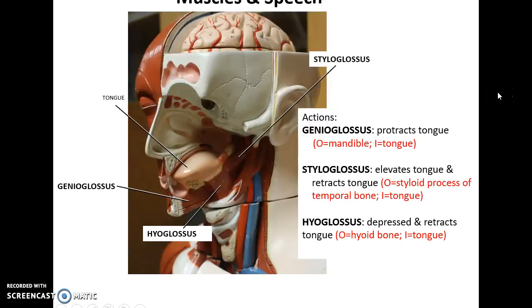Muscles involved in speech. We have a number of muscles that help to move the tongue. The genioglossus muscle going from the inside surface of the mandible up, inserting into the tongue. We have the styloglossus muscle going from the styloid process of the temporal bone and inserting into the tongue. And then the hyoglossus going from the hyoid bone and inserting into the tongue. Genioglossus protracts or pulls forward the tongue. Styloglossus elevates the tongue and retracts it or pulls it back. And the hyoglossus depresses the tongue and also retracts the tongue.